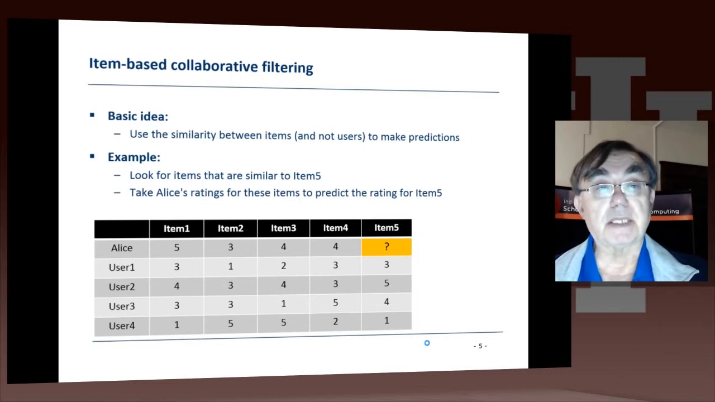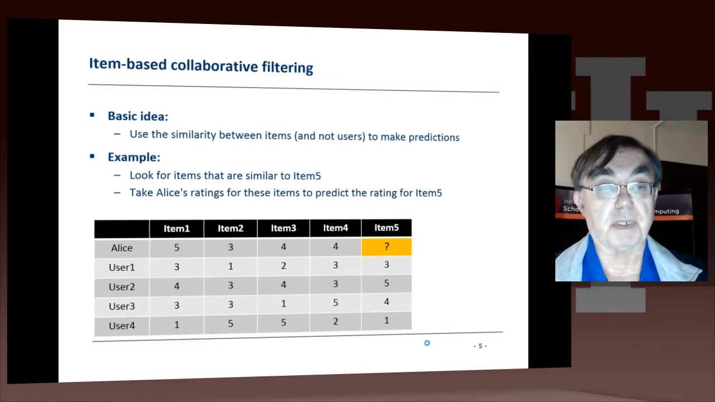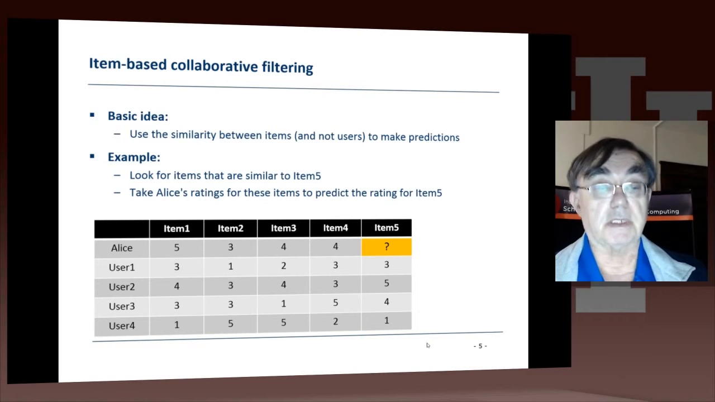In the user-based collaborative filtering, you took a set of users. Users were points in a space of items, and you use that to make predictions. Now we're looking at items, and items live in a space of users, and we're trying to find items that are similar to each other, and so we can use them to make predictions. Here is a simple example.